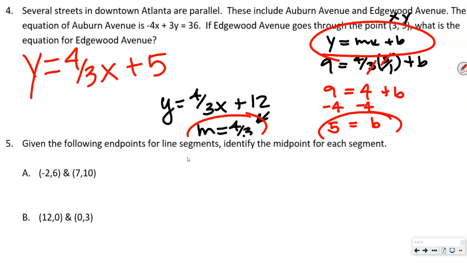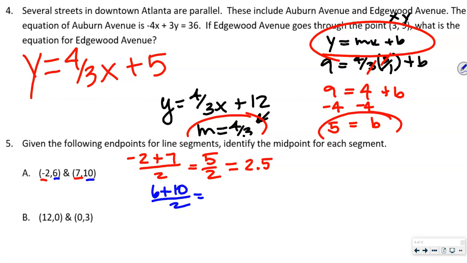So what are our x's here? Right there. So we're going to go negative 2 plus 7 divided by 2. That's 5 divided by 2, which is 2.5, right? Then we're going to add our y's. Here's our y's. This is 6 plus 10 divided by 2. That's 16 divided by 2. So that's 8. So our point is 2.5 comma 8.